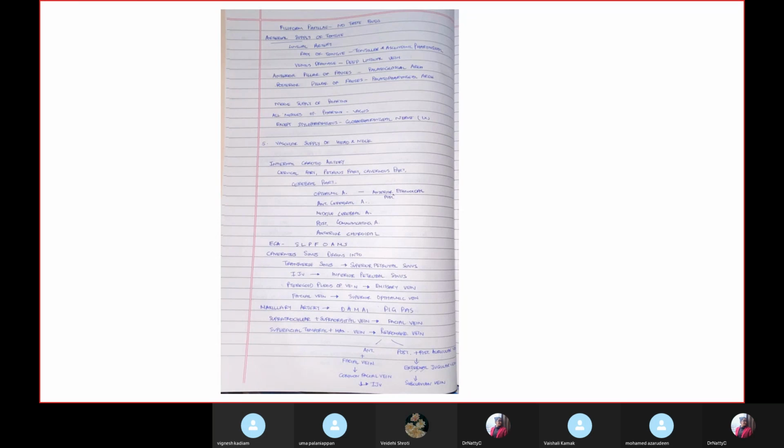Then coming to the nerve supply of pharynx. So far we have seen the nerve supply of soft palate, nerve supply of muscles of larynx, then the nerve supply of tongue. Now we are moving to nerve supply of pharynx. All muscles of pharynx are supplied by vagus nerve, which is the 10th cranial nerve, except stylopharyngeus muscle, which is supplied by glossopharyngeal nerve.